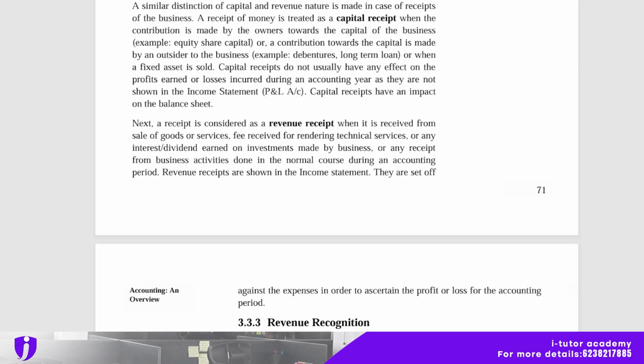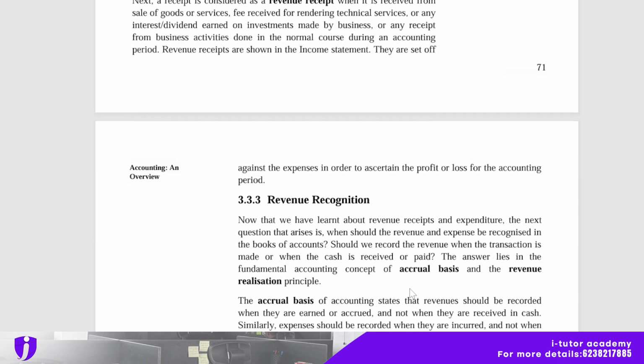Received for rendering technical services, or any interest or dividend earned on investments made by the business, or any receipt from business activities done in the normal course during an accounting period. Revenue receipts are shown in the income statement. They are set off against the expenses in order to ascertain the profit or loss for the accounting period.